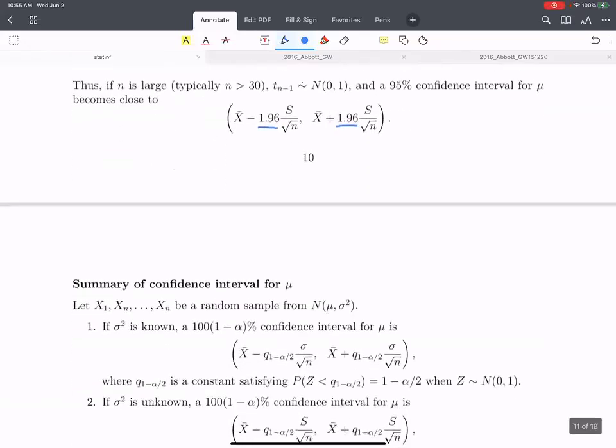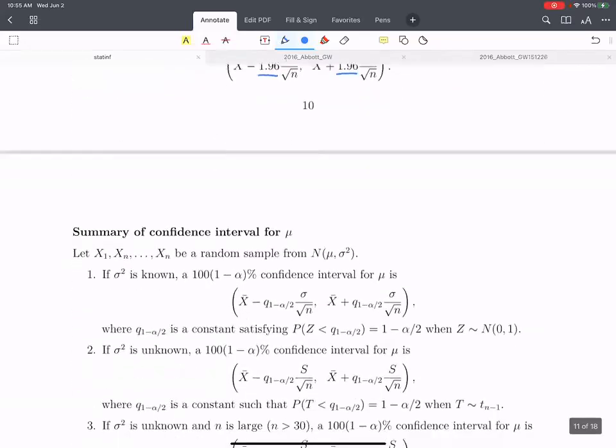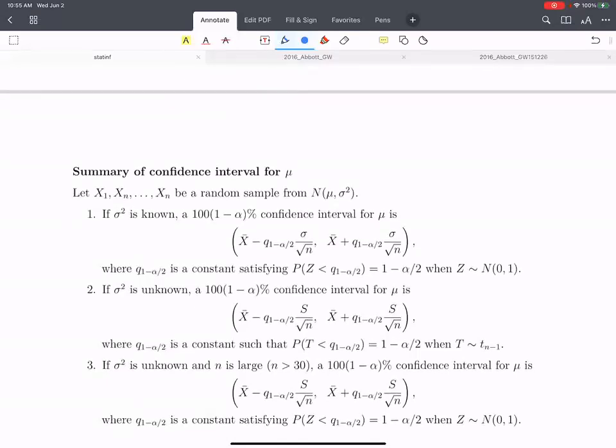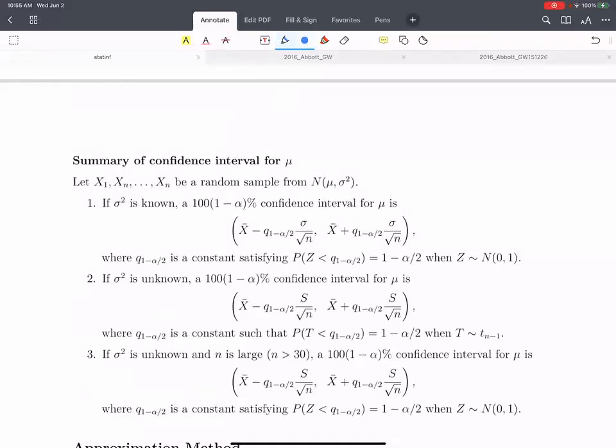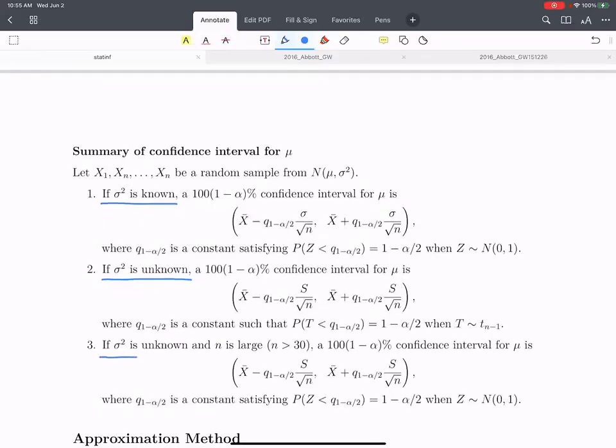So here is a summary of the confidence interval for mu when the data are coming from a Gaussian population with unknown mean, and the cases are different according to whether sigma is known or not. And the third case is when sigma squared is unknown and the sample size is large. By the way, if this is a 95% confidence interval, then this number, 1 minus alpha over 2, becomes 0.975, and this number becomes 0.975 also.